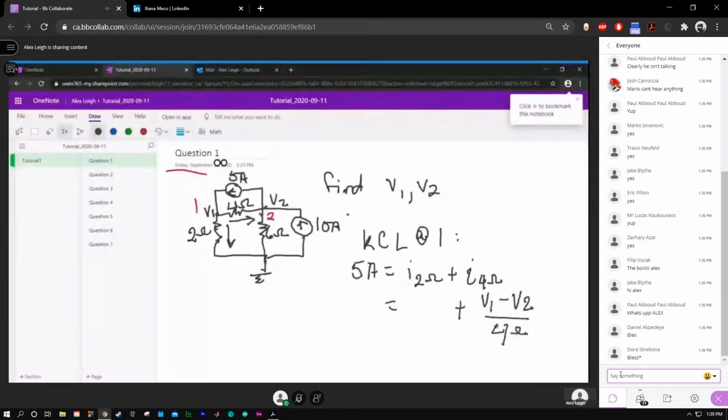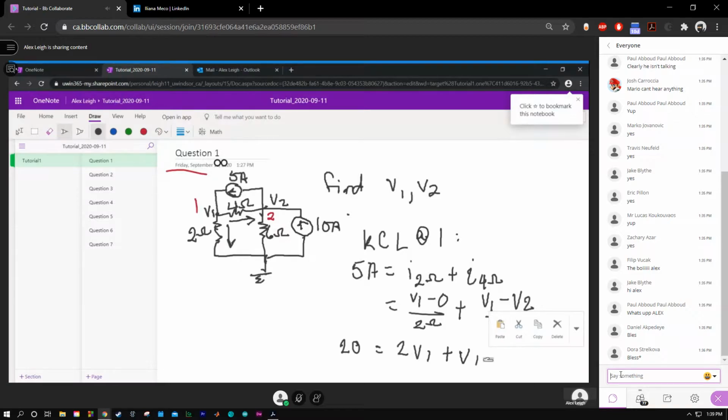For the other one, again, from high to low. So V1 to ground, which is 0, divided by the resistance 2 ohm. Okay. Now, I'm going to do a couple math steps here. I'm going to multiply by 4 to get rid of the denominators in these fractions. So we end up with 20 equals 2V1 plus V1 minus V2.